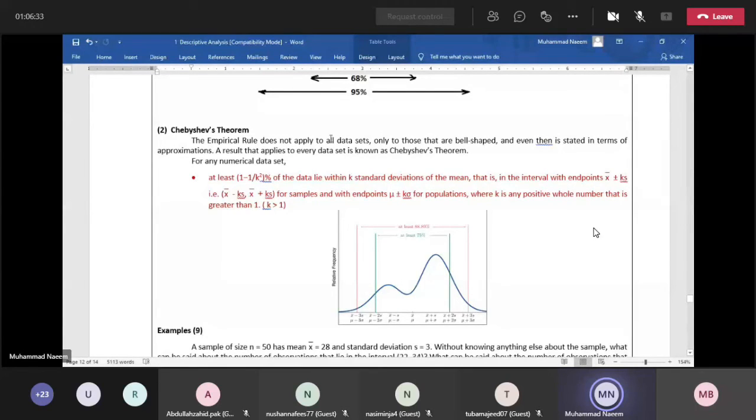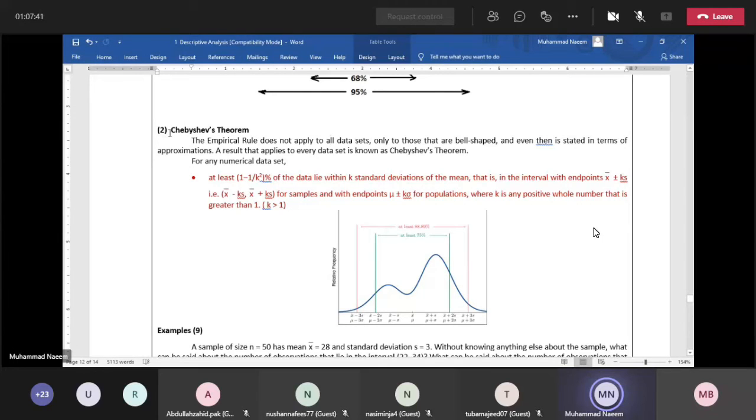Okay, the situation when the distribution is not bell-shaped, when the distribution is not normal. Some students ask in the exam that it is not given whether the distribution is bell-shaped or not. If it is bell-shaped, it will be mentioned. But if it is not bell-shaped, no need to mention it. Remember this thing. So if it is not mentioned that the distribution is normal, it is understood that the distribution is not normal. So we will discuss the other case.